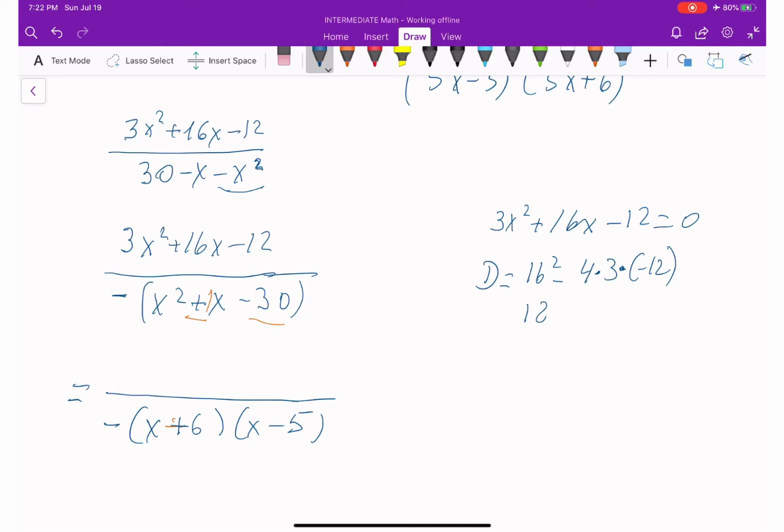It's going to be plus 4 times 3, 12. 12 times 12 is 144. Right? And that's equal to 1960. Okay. Next. Something I don't like here. Let me see.